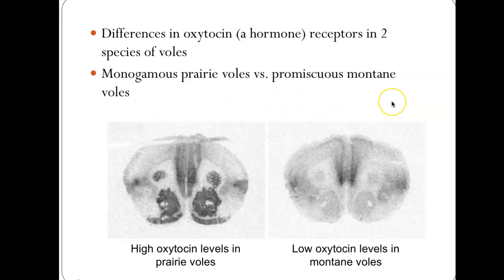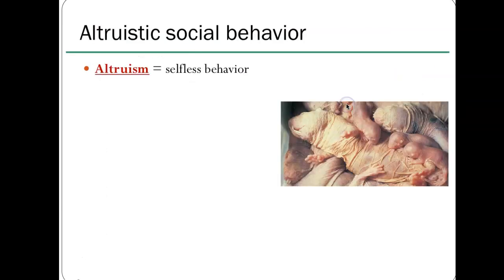Well, when they went a little further and suppressed the DNA responsible for coding for oxytocin, there was actually promiscuous behavior. So pretty cool. ADH and oxytocin are responsible for that.